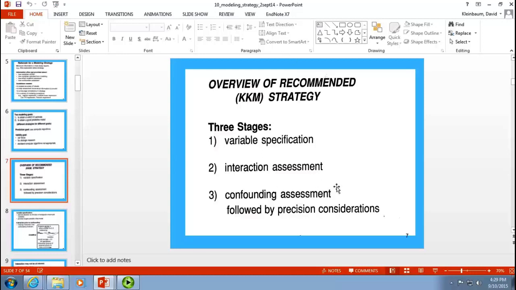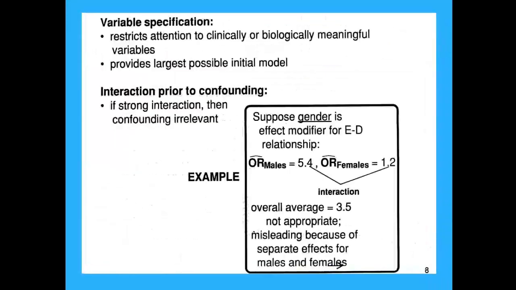So, okay, variable specification. Let's go back. Let's make this bigger. Let's talk about that. Okay, what do we mean by variable specification? It's that first stage. It restricts attention to clinically or biologically meaningful variables. You just don't put in the kitchen sink, anything you can think of, like the color of somebody's eyes, if it doesn't make any sense. It also provides the largest possible initial model. So what does that mean?